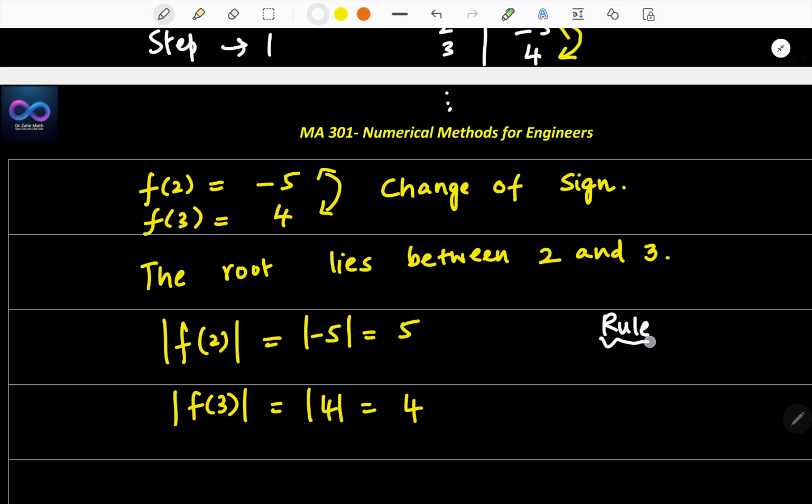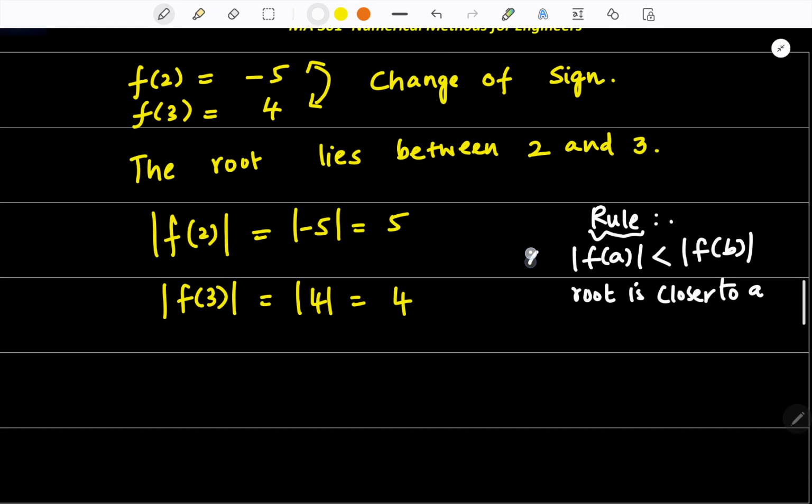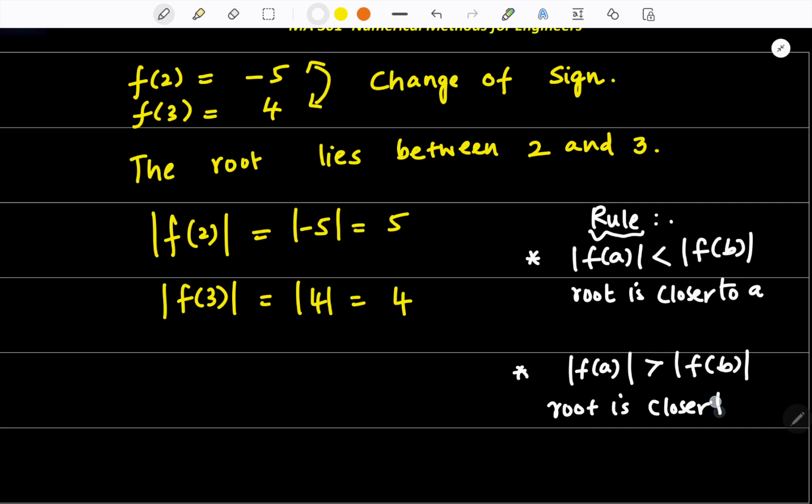Right. So now what is the rule? The rule is, if the absolute value of f of a is less than the absolute value of f of b, the root is closer to a. This is the first rule, okay? The second rule is, if the absolute value of f of a is more than the absolute value of f of b, then the root is closer to b. Okay. Now look at this condition.